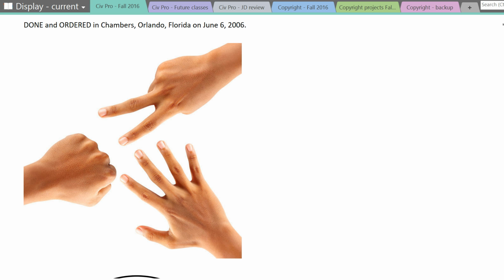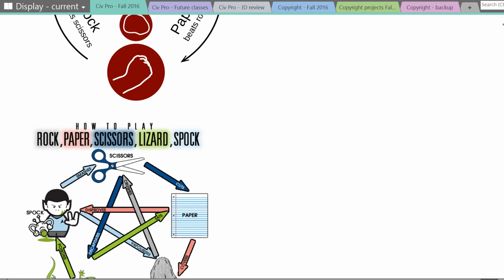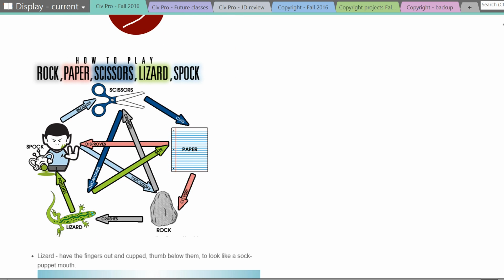You, of course, know rock, paper, scissors, or if you're a little more hip on pop culture, you might know rock, paper, scissors, lizard, Spock. That's, of course, a reference to Big Bang Theory.